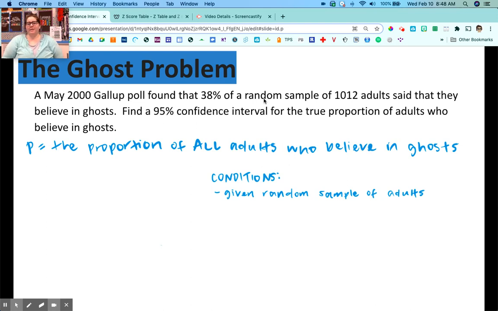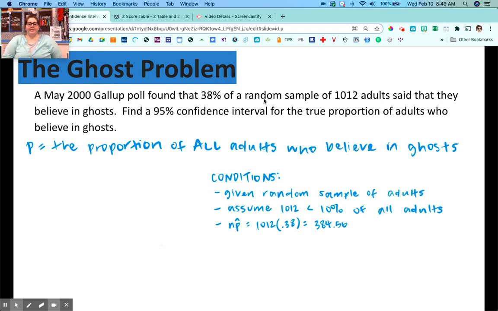So that is the 10% rule. I would have to assume that 1,012, which is our sample size, is less than 10% of our entire population, which is all adults. So 1,012 being less than 10% of all adults is probably true. That would mean 10,120 adults or more, which I think is reasonable.